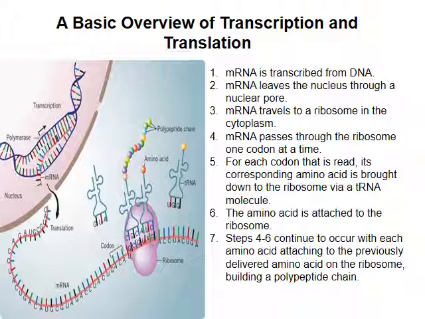After that amino acid is attached to the ribosome, essentially steps 4 to 6 just continue to occur. So the ribosome reads the next codon, tRNA brings the next amino acid down. Then the ribosome reads the next codon, tRNA brings the next one down. That continues until when? Until we reach a stop codon, and then the process stops.